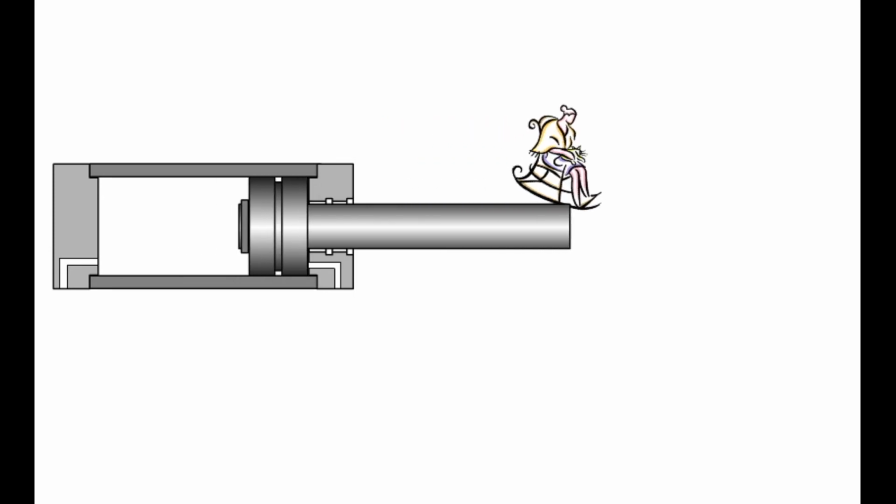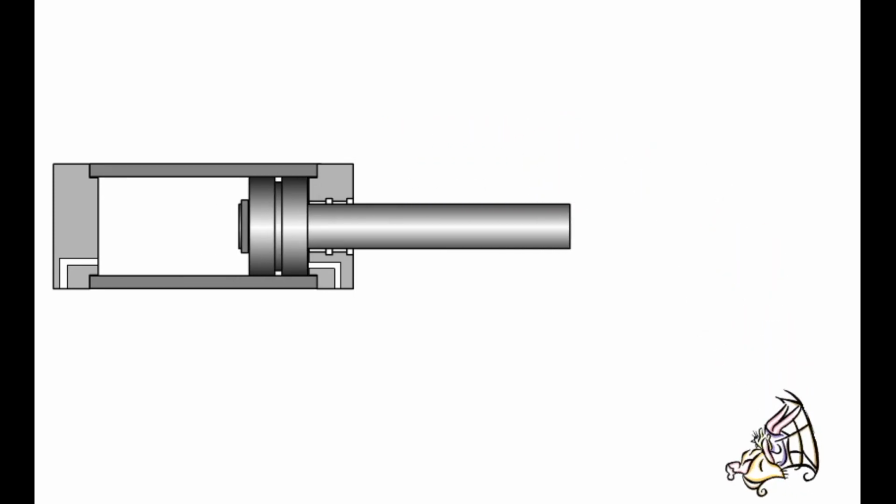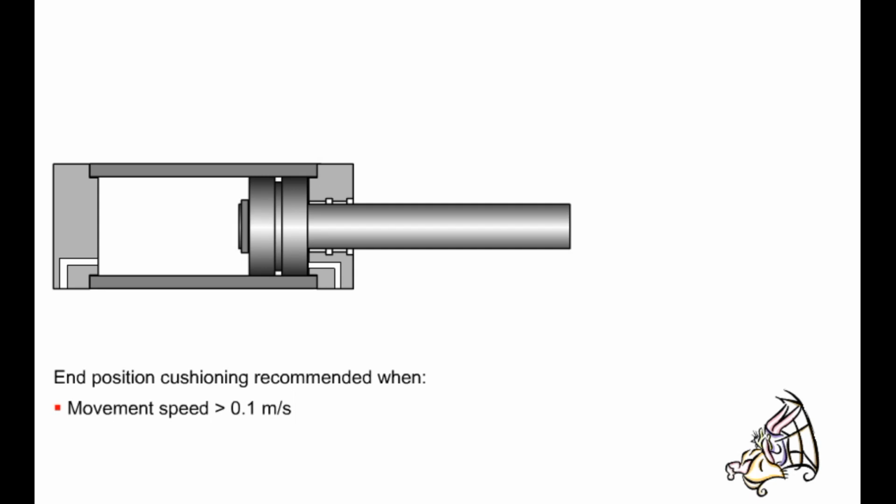End position cushioning is often used to prevent hard piston hitting at the respective stroke ends. This feature is used to decelerate a large mass, thereby an expensive tool and the cylinder components are protected. End position cushioning is recommended at piston speeds of more than 0.1 meters per second or when moving large masses.